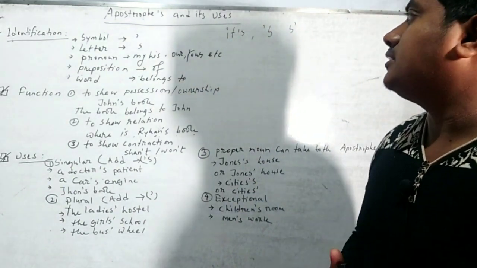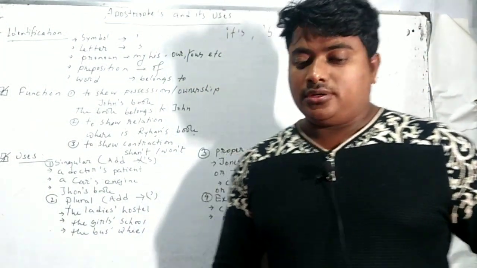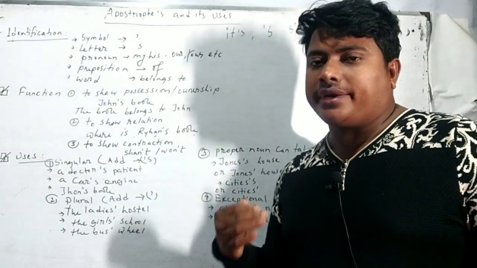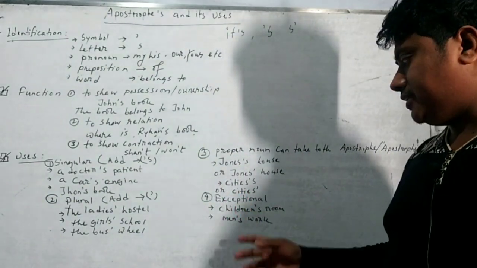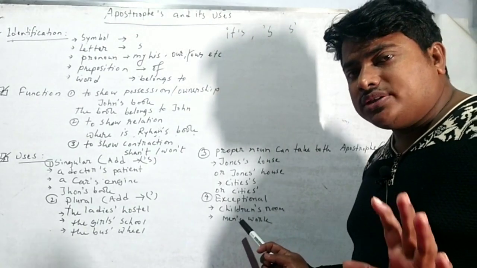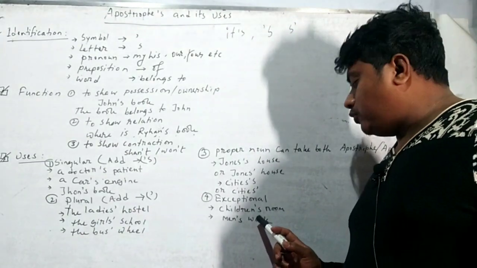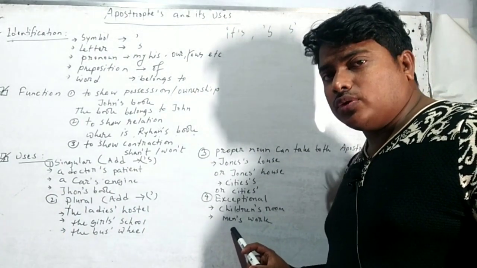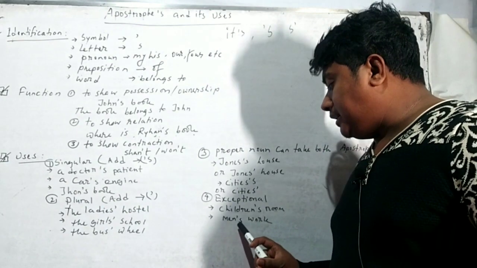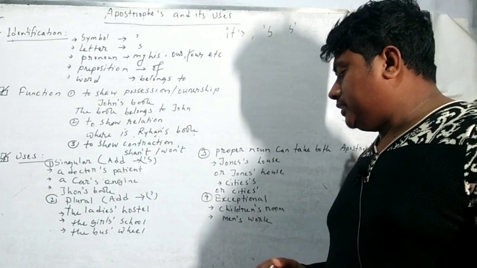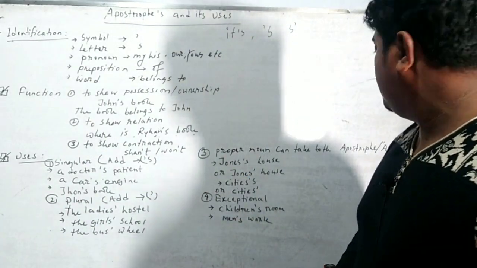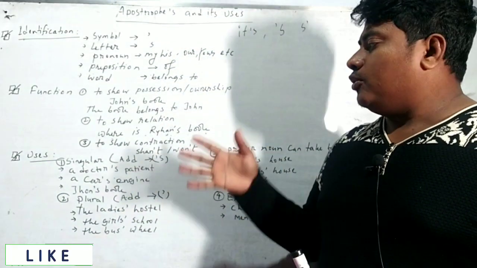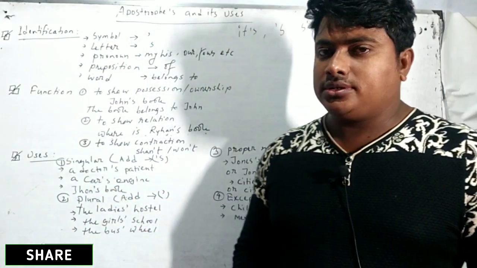Exceptional cases: in some cases the apostrophe is used exceptionally. Though as we said before singular takes apostrophe s and plural takes just apostrophe, here it is different. Children's: the word children is plural, but yet we use apostrophe plus s. And then men's: the word men is plural, but we again use apostrophe s. It is grammatically correct.